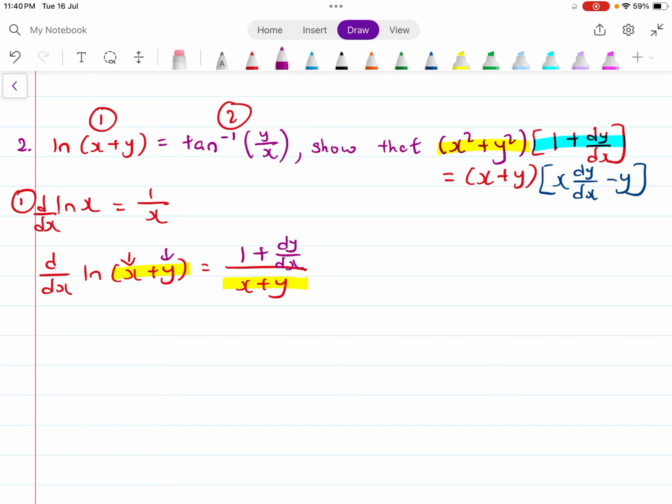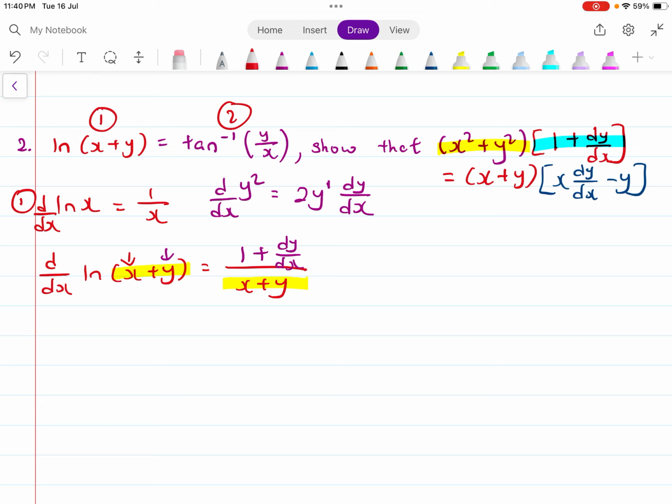Maybe I also talk about implicit differentiation. For example, if I give you y² and I want to differentiate it with respect to x, I just do the differentiation like that: power brought down, power minus 1. But don't forget to add a dy/dx here. That is the meaning of your implicit differentiation. With this, I have already done the differentiation of ln(x + y).